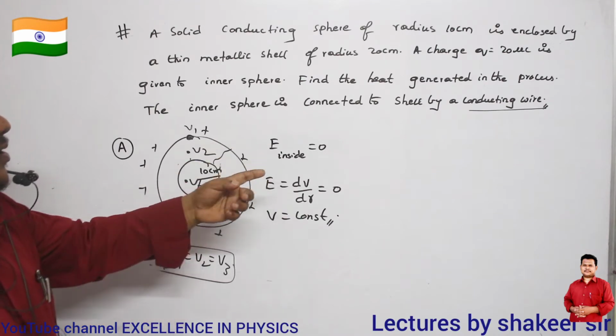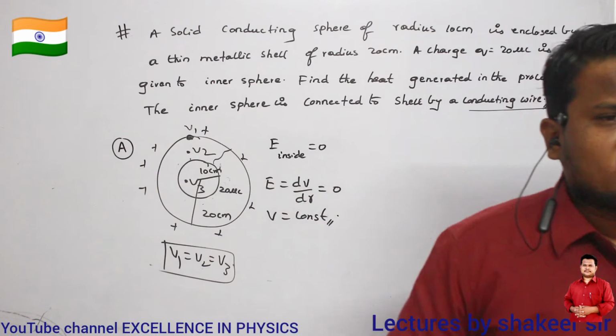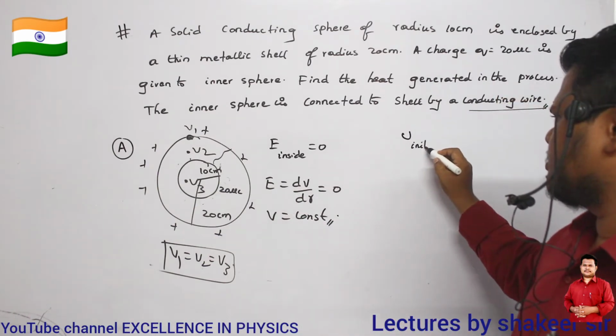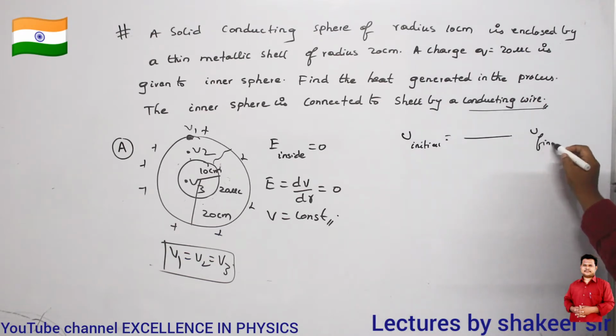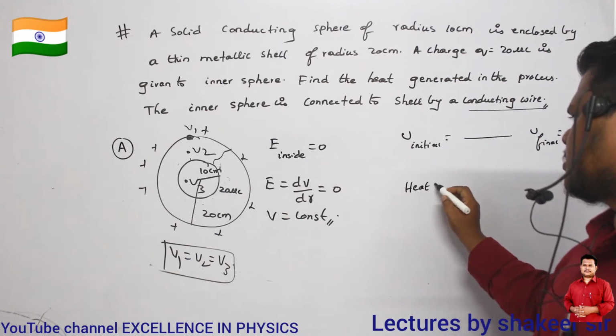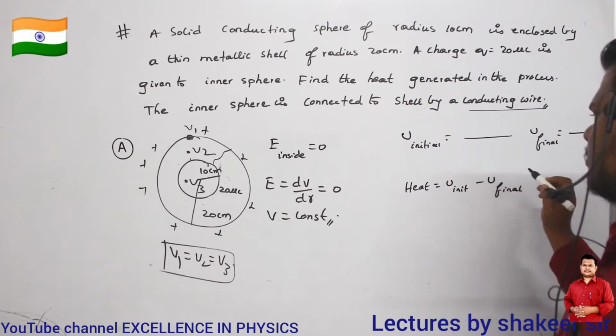Now what I am supposed to calculate? Heat generated. So how can I calculate heat generated? Very simple. First of all you calculate the initial potential energy. Then you calculate the final potential energy. So heat generated will be U initial minus U final. That's all.